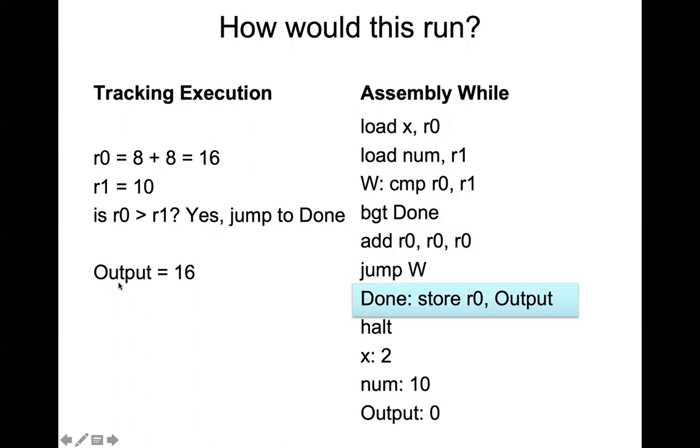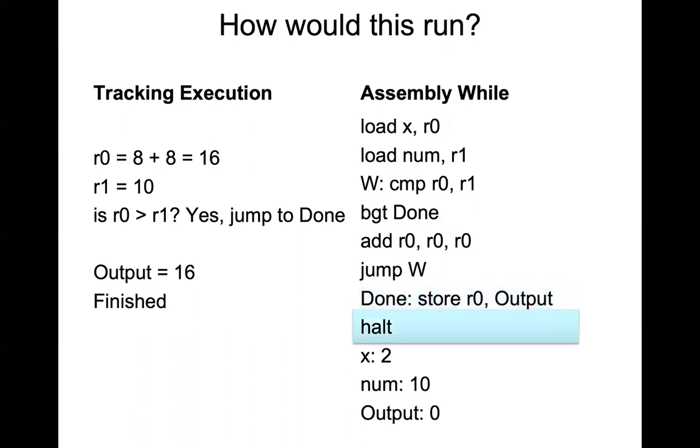So if you type this assembly language program into the simple computer and you run it, then you should get 16 in the output. And of course, we're going to then fall through to the halt. And so what have we learned here? What we've learned here is kind of how to structure a while loop in assembly language.